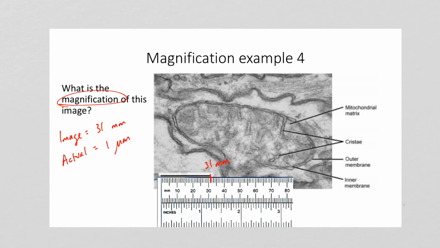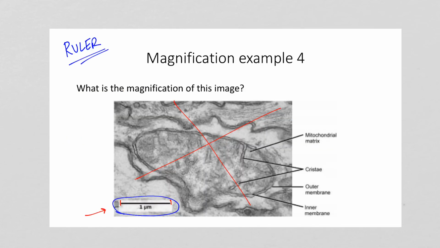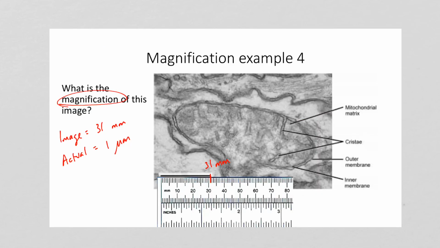Why do I know that that's my actual size? Because it told us that that is 1 micrometer. Okay, so image is 31 millimeters, actual size is 1 micrometer, and we've taken what looks like a really hard question and we've made it super simple. Step 1, what do we need to do? We need to check our units. We have millimeters, we have micrometers. We can't have that, so we're going to convert the millimeters to micrometers by multiplying by 1,000. So I have 31,000 micrometers.